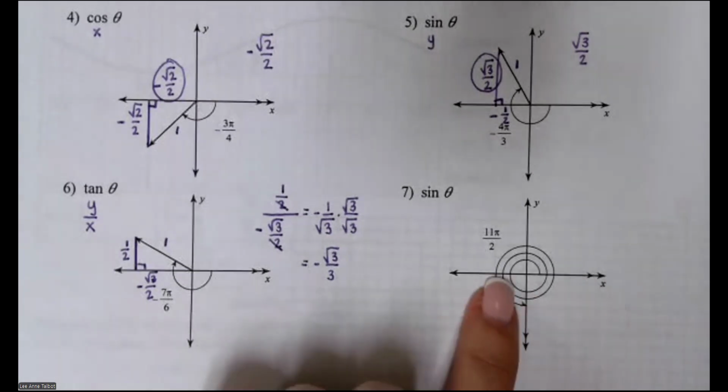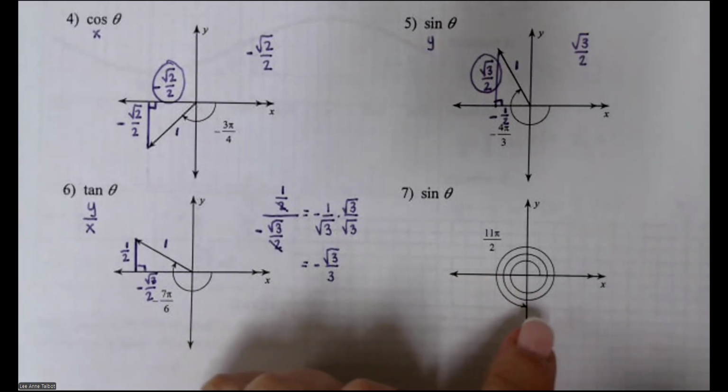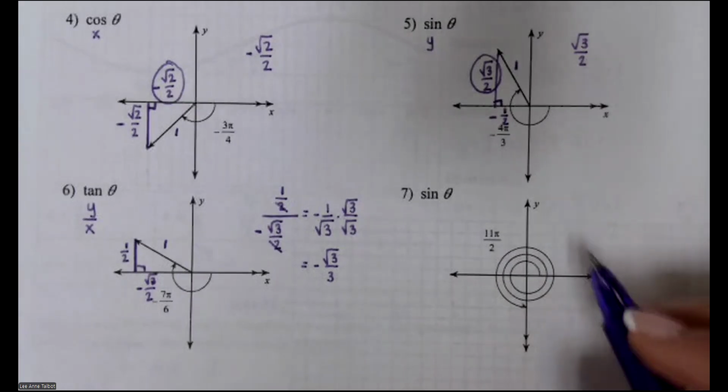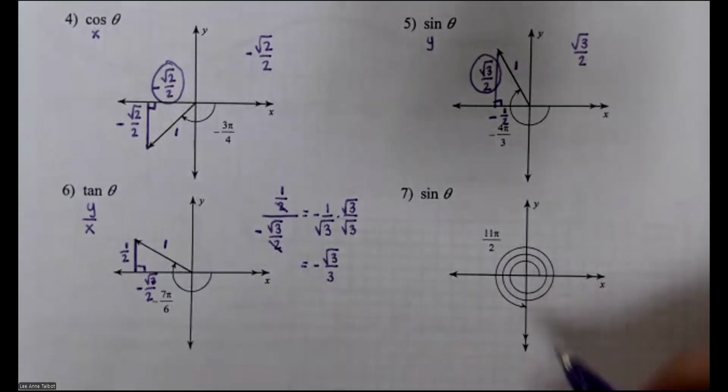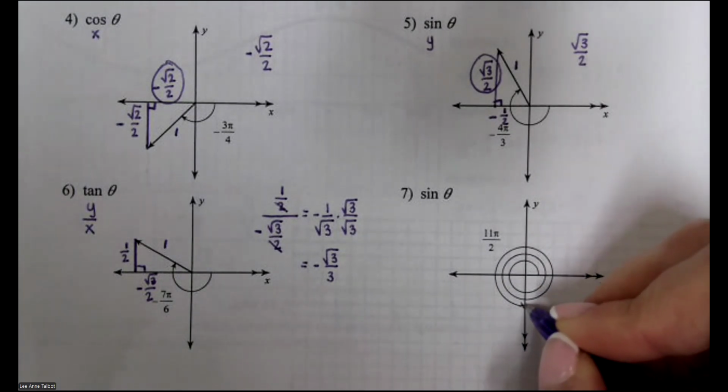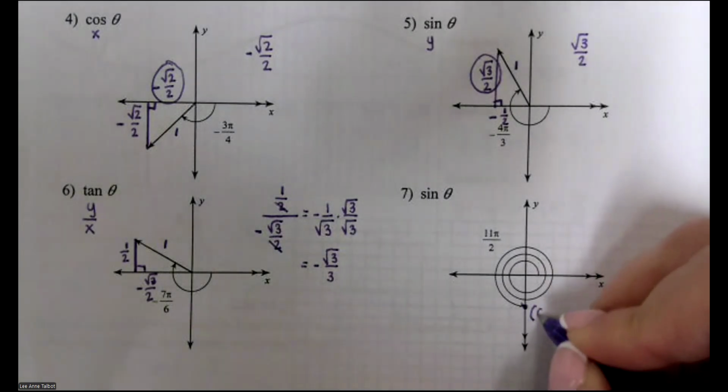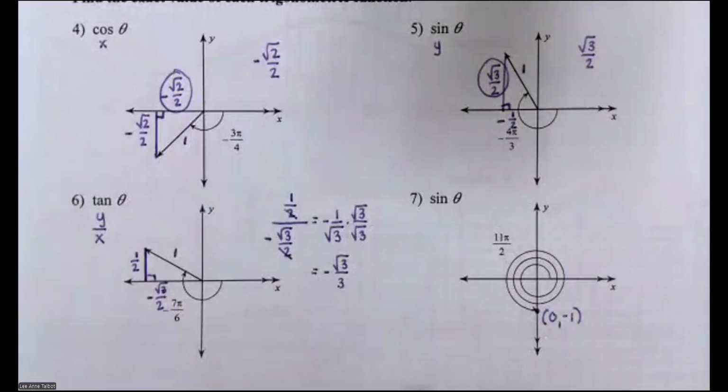Okay, now what the heck do I do with this? I can't make a triangle. It's pointing directly onto the axis, but I'm reminding you we're working on the unit circle. So this coordinate right here is 0, -1.